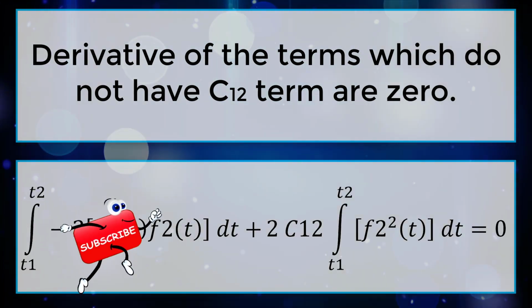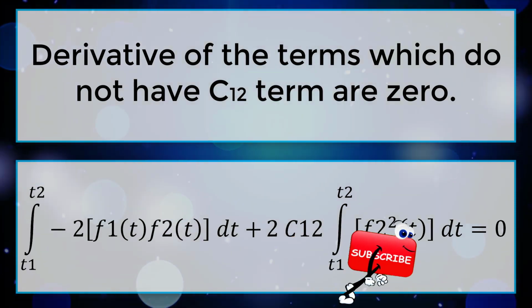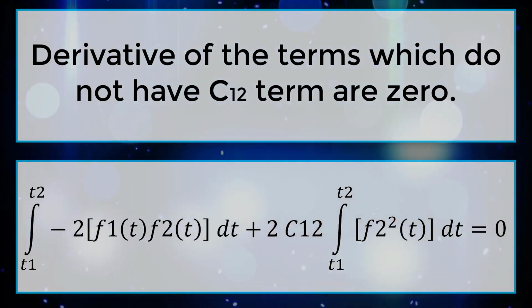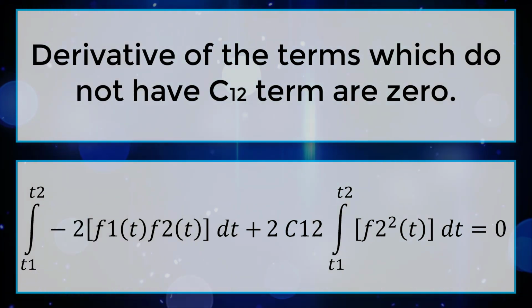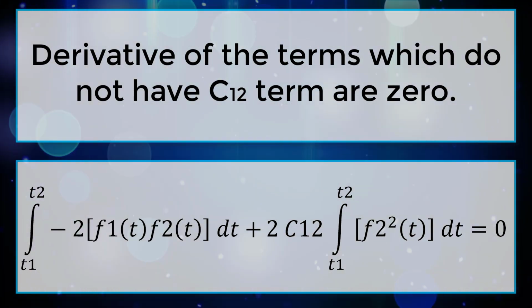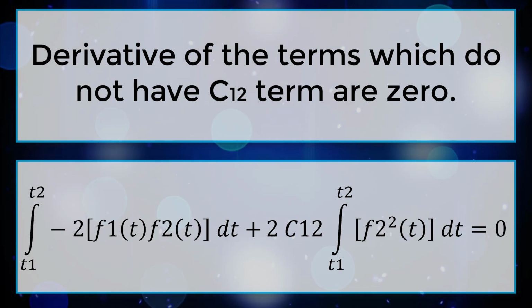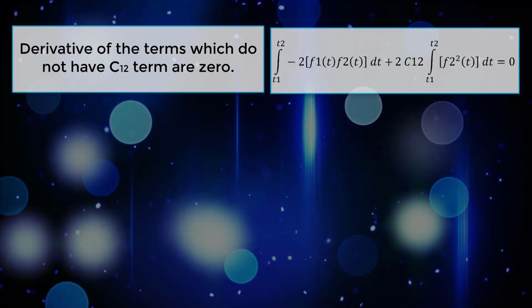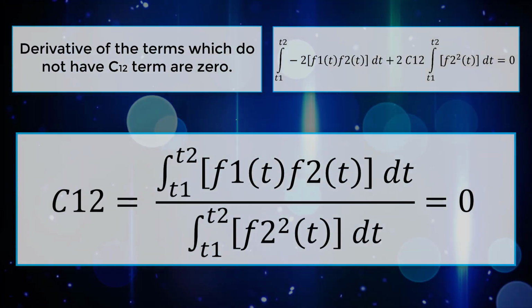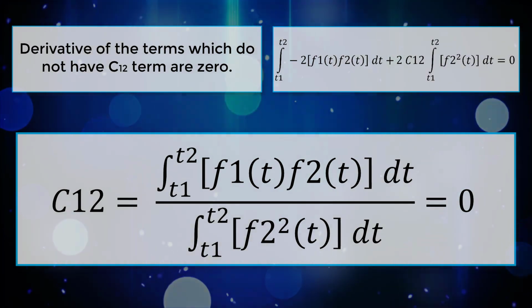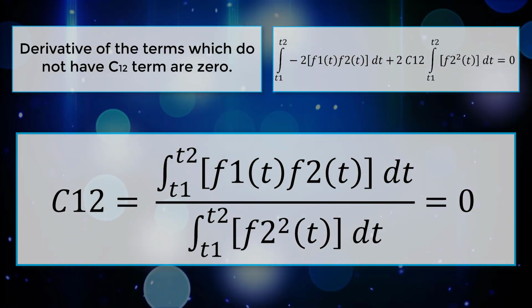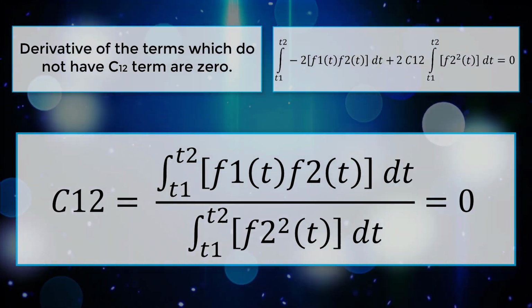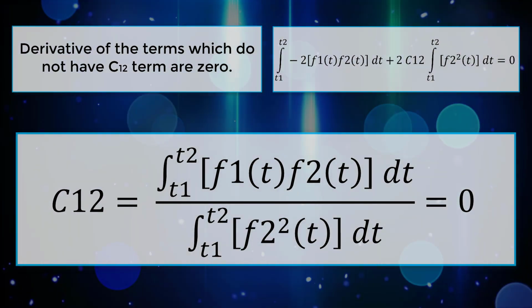Minus 2 times the integral from t1 to t2 of f1(t) f2(t) dt, plus 2 c12 times the integral from t1 to t2 of f2 squared(t) dt equals 0. So c12 equals the integral from t1 to t2 of f1(t) f2(t) dt divided by the integral from t1 to t2 of f2 squared(t) dt.